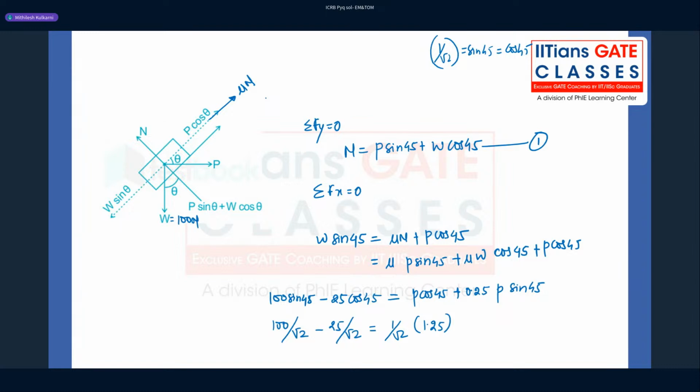So from both sides, you can cancel out the root 2 in the denominator. So what we'll end up with is P equal to 60 Newton. Because it's 100 minus 25, you will end up with 75. Maybe I'll write it in detail here. 75 is equal to 1.25 times P. This implies P is equal to 60 Newton.